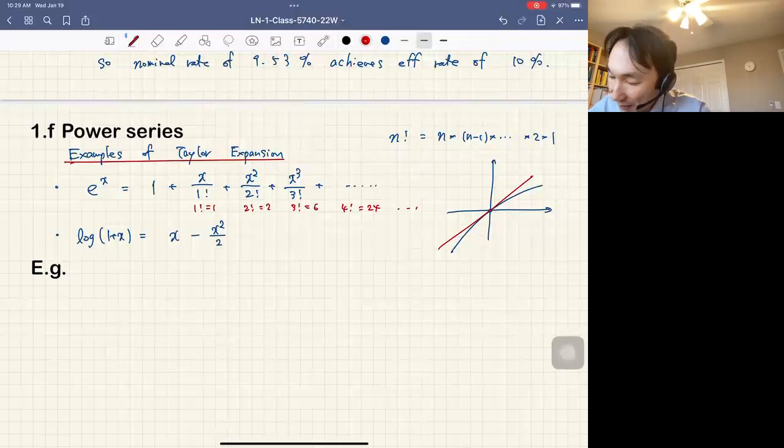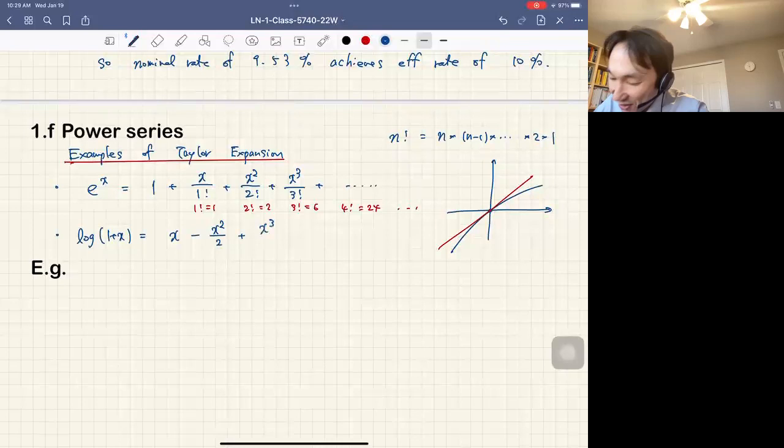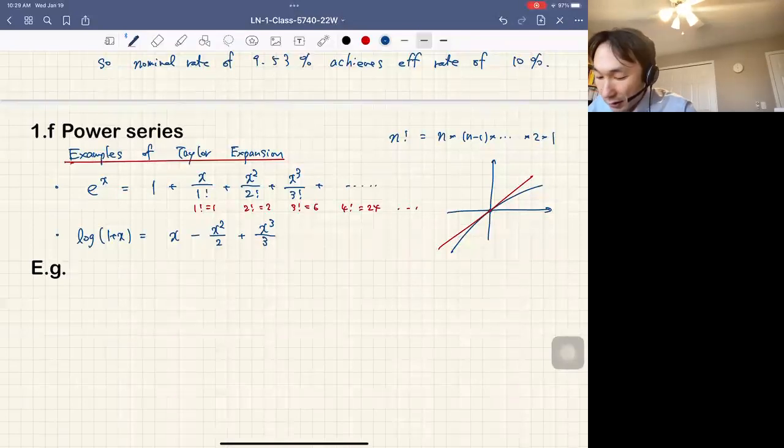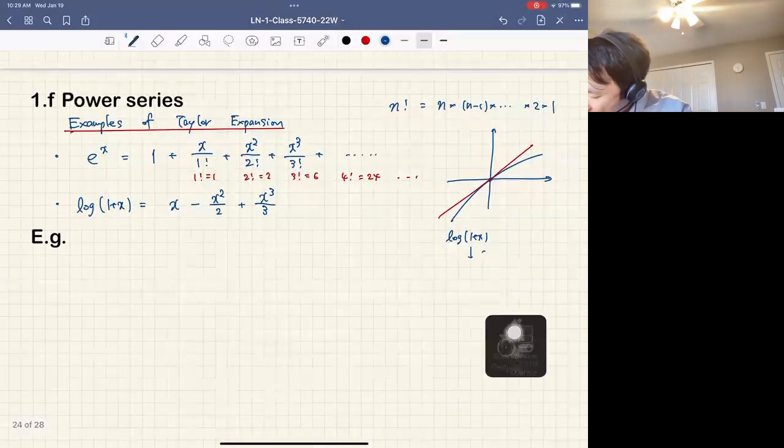And next term, do you remember the term of x cubed? Yeah, you can differentiate it. Yeah, x cubed over 6. No, actually this is 3. Okay, so this is different from exponential. It's natural to have factorial there because we are differentiating many times. But okay, so log of 1 plus x. If you differentiate it, then this is 1 over 1 plus x, right?